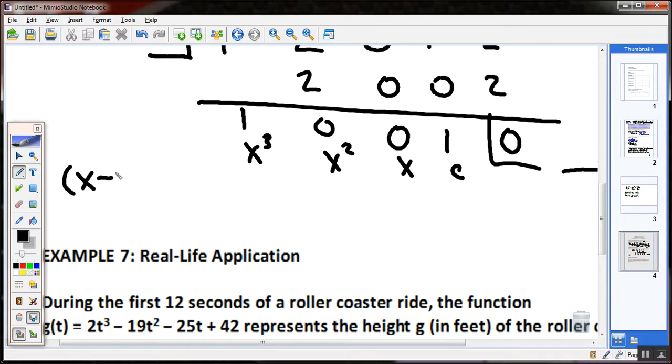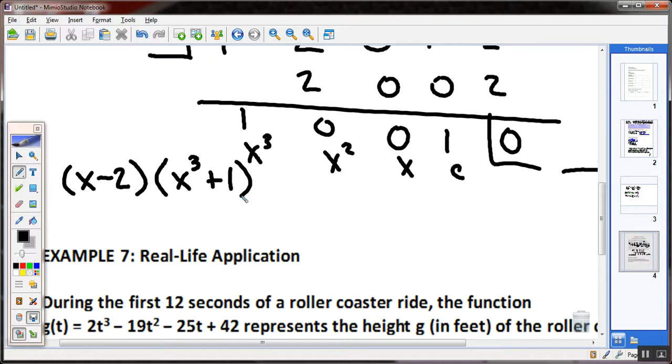Come on, guys. X minus what? 2. And we said when I divided that out, we came up with a quotient of x to the third plus 1. Guys, look at that, x to the third plus 1. Isn't that the sum of perfect cubes? Isn't x cubed a perfect cube? Isn't 1 a perfect cube?